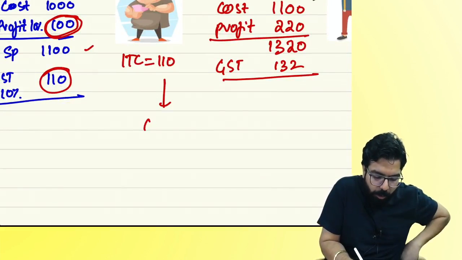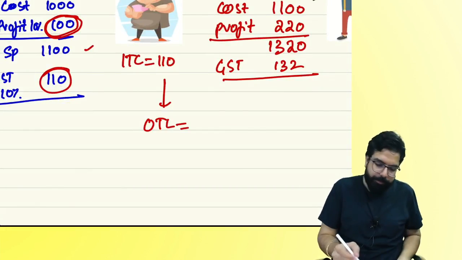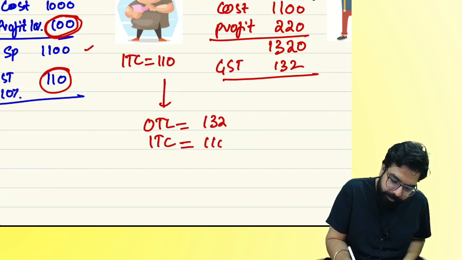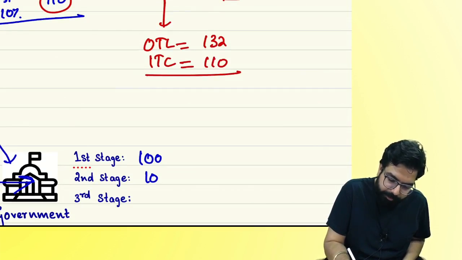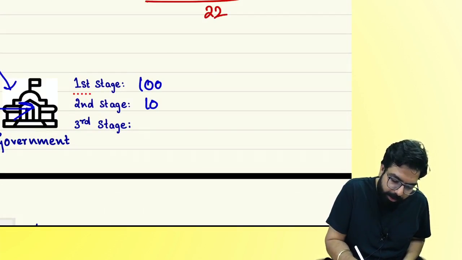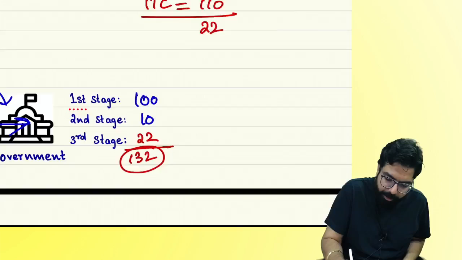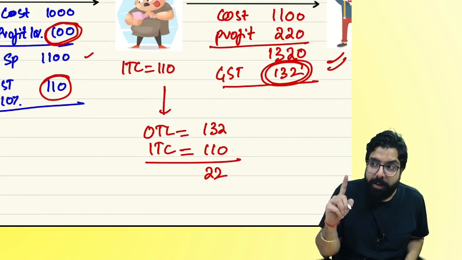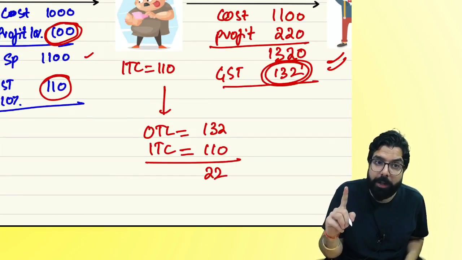Can you tell me output tax liability? 132. Input tax credit 110. GST, government got 22. 132 government got in total. Consumer paid 132. So ultimately GST is a consumption tax borne by the consumer.